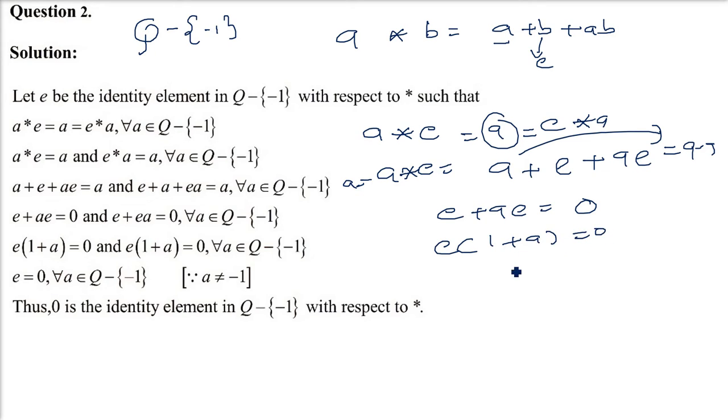So that can be two things. Either E is 0 or 1 plus A is 0. But 1 plus A is 0 means A is -1. You cannot take -1. So it has to be E equals 0. So the identity element is 0 in this case.